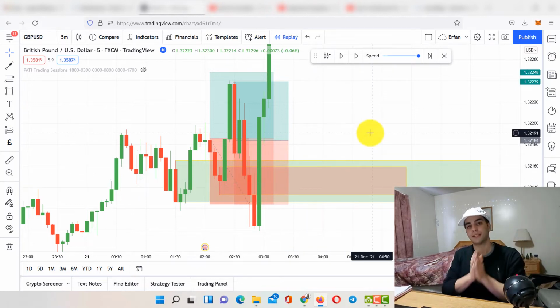So that's why I'm saying this is the power of a 1-to-1 risk to reward ratio trade: to just get out of the trade immediately and get your 10 pips a day. That's absolutely enough, guys. Trust me.